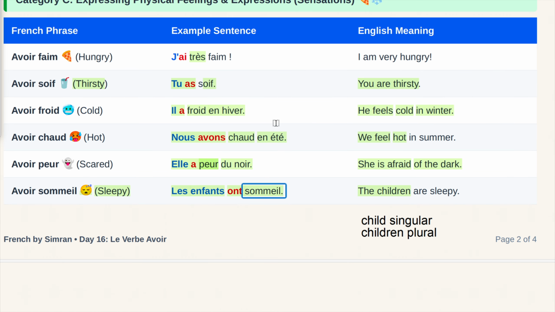D'accord? So avoir faim means to feel hungry. Avoir soif means to feel thirsty. Avoir froid means to feel cold. Avoir chaud means to feel hot. Avoir peur means to feel scared. Avoir sommeil means to feel sleepy. D'accord?